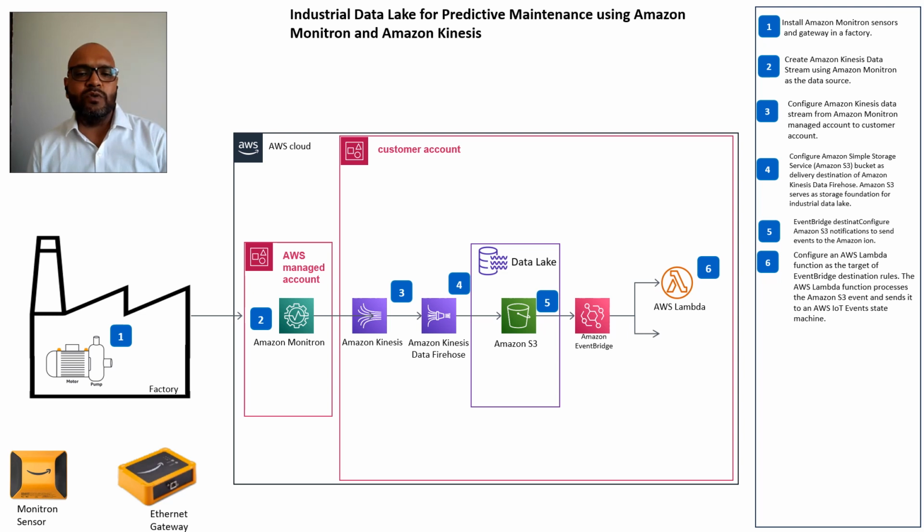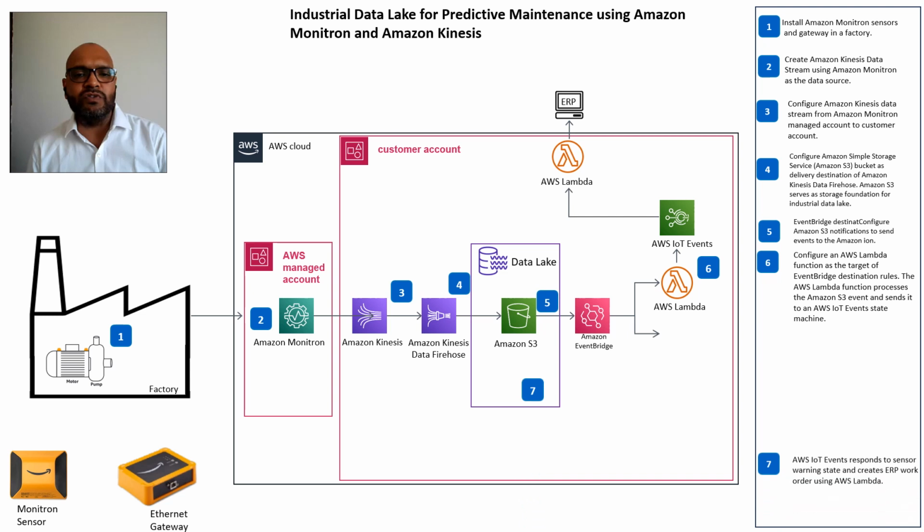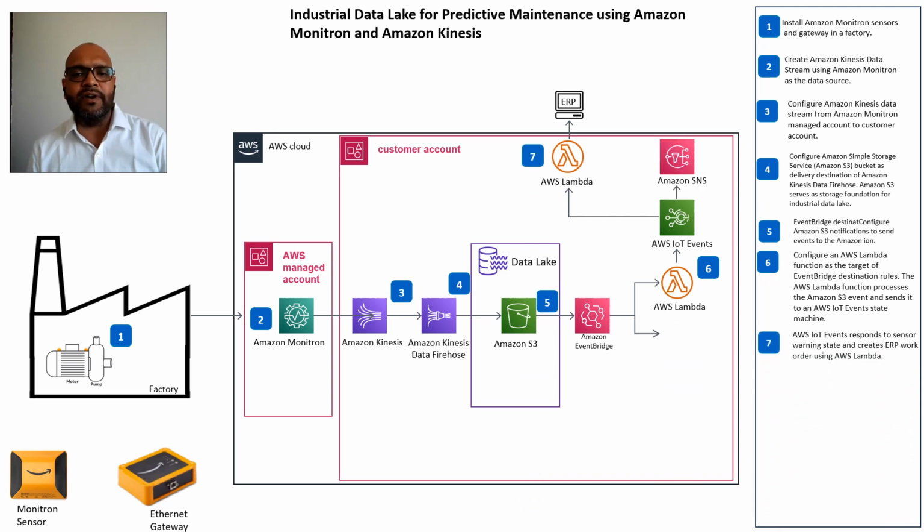The next step is to configure the AWS Lambda function as the target of EventBridge destination routes. The Lambda function processes the S3 events and sends it to AWS IoT Events. AWS IoT Events responds to the sensor warning and then creates the ERP work order using AWS Lambda. AWS IoT Events responds to the sensor warning state and also notifies the personnel using Amazon Simple Notification Service.